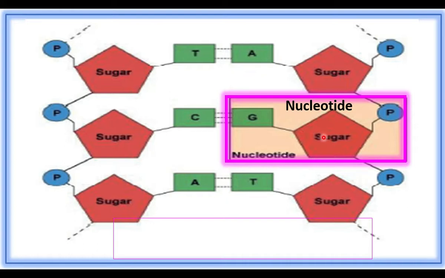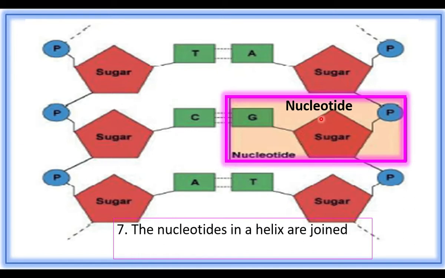Nucleotides are connected together by phosphodiester bonds. As a result of this, a chain is formed. This is one nucleotide, here is another nucleotide. On the left side 3 nucleotides are shown in this diagram, and on the right side 3 nucleotides are shown. The nucleotides are connected with each other to form a polynucleotide chain by phosphodiester bonds.